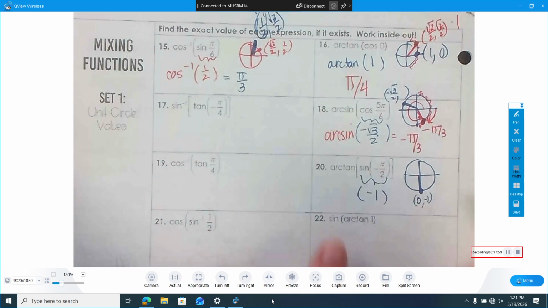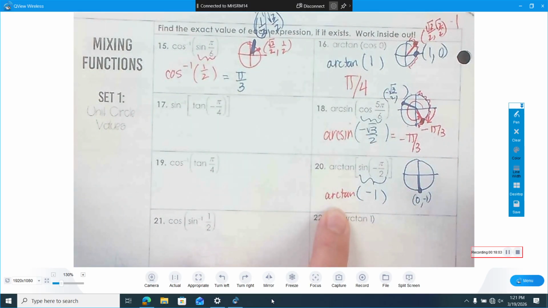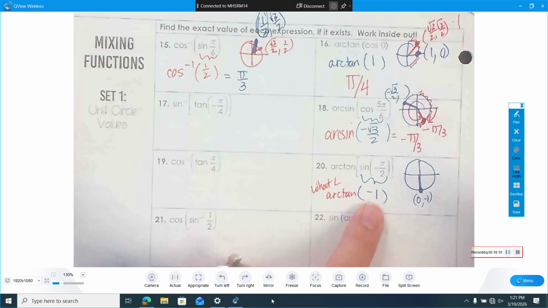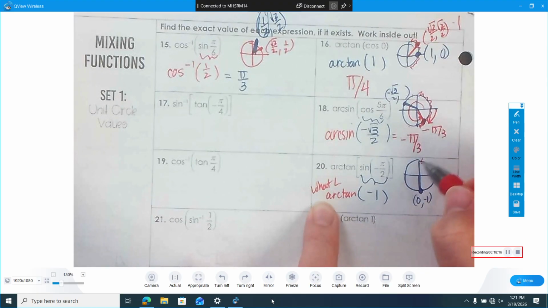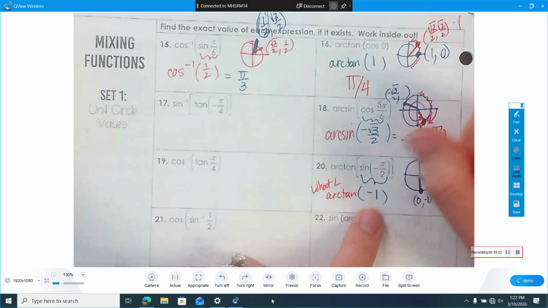And so now we have to say, hey, what's the arctangent? So this is saying what angle has a tangent ratio of negative 1? So first of all, we're in arctangent. Which side of the unit circle do we care about? Right side. Cosine. Okay, 7 pi over 4.